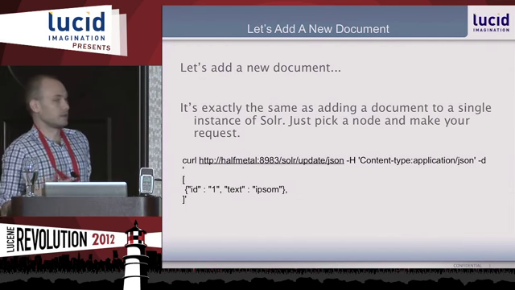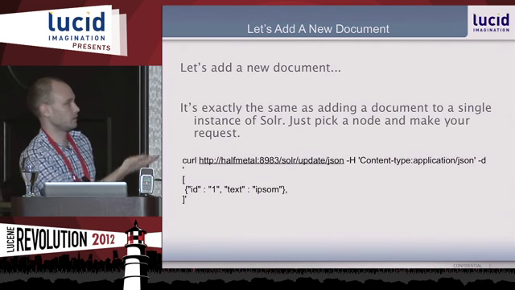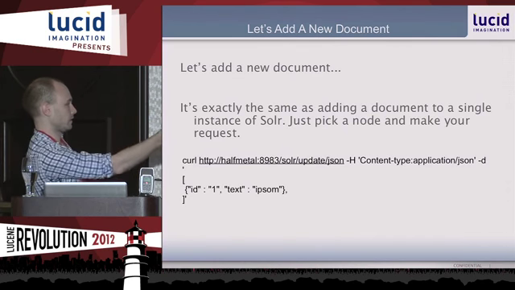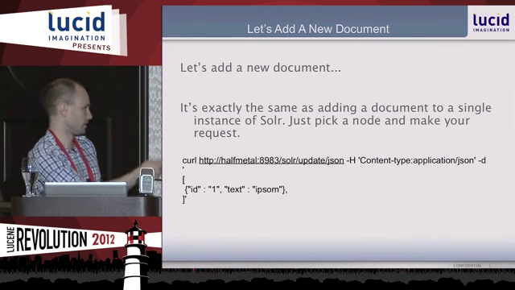How do things work now? It basically works the same as single node Solr works. We want to index a document. We're just going to pick a node. I've got a curl command here to index this little JSON document. It's nothing, just a bit of text and an ID.